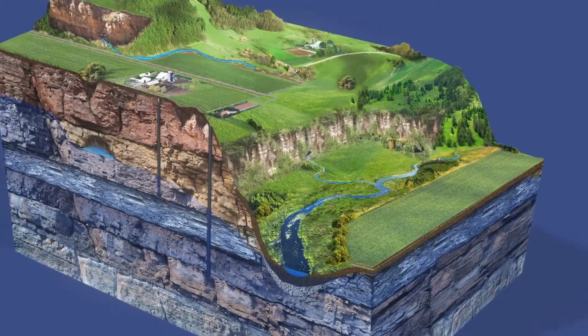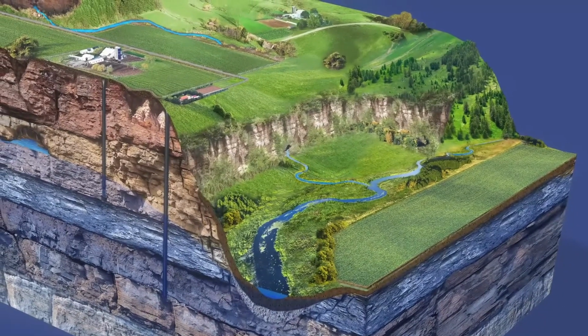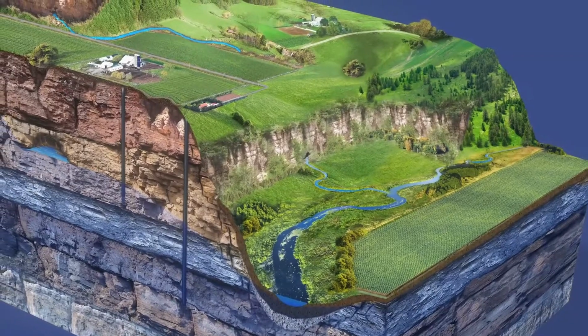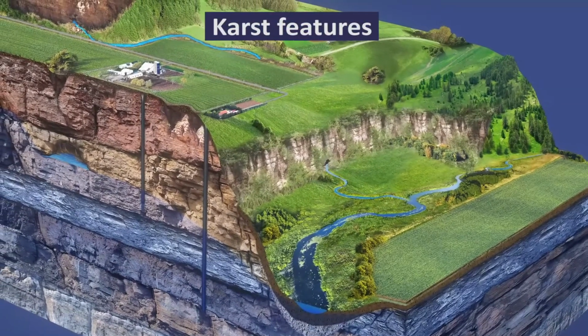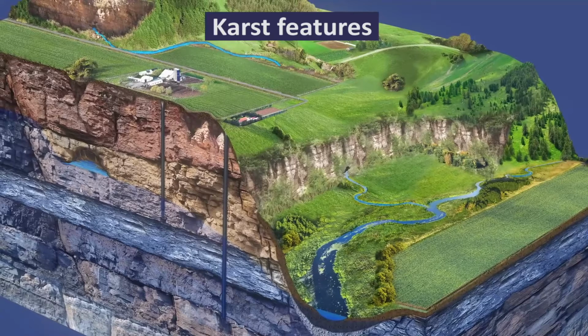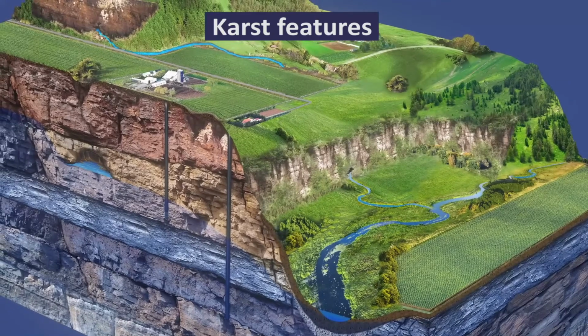Over thousands of years, carbonate bedrock, also called limestone, is eroded away by slightly acidic water in rain and soil, creating karst features. The camera zooms in and pans left across the landscape as karst features are identified. Enlarged fractures and caves are located in the limestone bedrock.